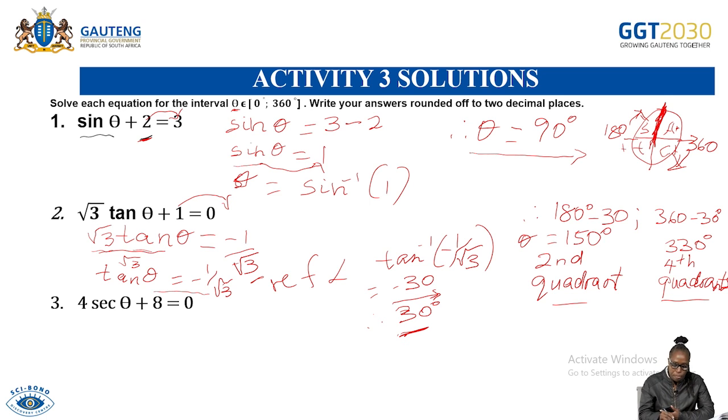Going to number 3, you have 4 sec theta plus 8 equal to 0. The additive inverse first must be transposed, and you have negative 8. So you are left with 4 sec theta equal to negative 8, and you are looking for the solution. Divide both sides by 4. You are left with sec theta equal to negative 2.